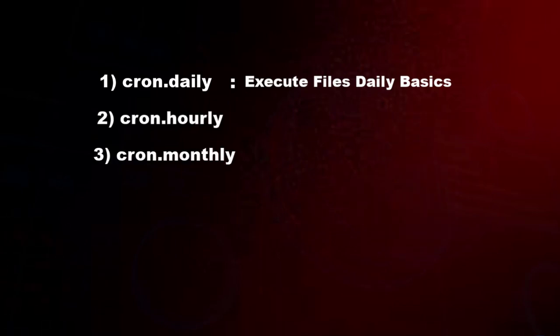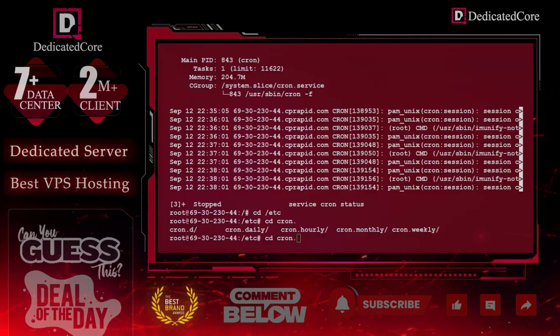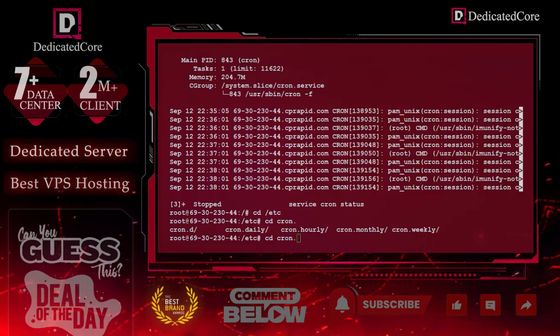Let's say cron.daily. When you put any file into this directory, it will execute on a daily basis, second hourly, third monthly, and fourth one weekly. Whereas cron.d can act like daily, hourly, monthly, weekly. So it totally depends on you how you execute the command under cron.d. So now you understood the structure of cron.